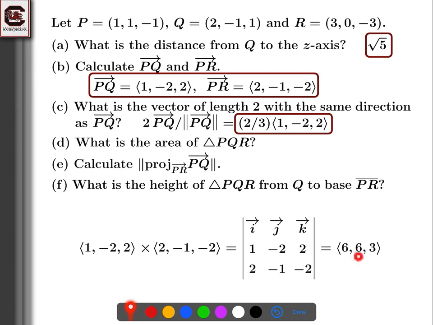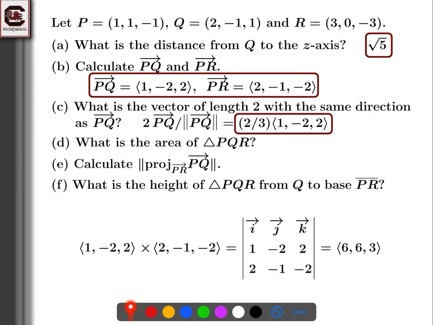So the vector 6, 6, 3 then is the vector that's a cross product of these two, and the length of that vector will give you not the area of this triangle, but it will give us the area of the parallelogram we get by using 2 sides of this triangle. So if we have a parallelogram where one side is PQ and the other side is PR, then corresponding to that, there'll be 2 other sides that are parallel to those. But the area of that parallelogram will be the length of this vector.